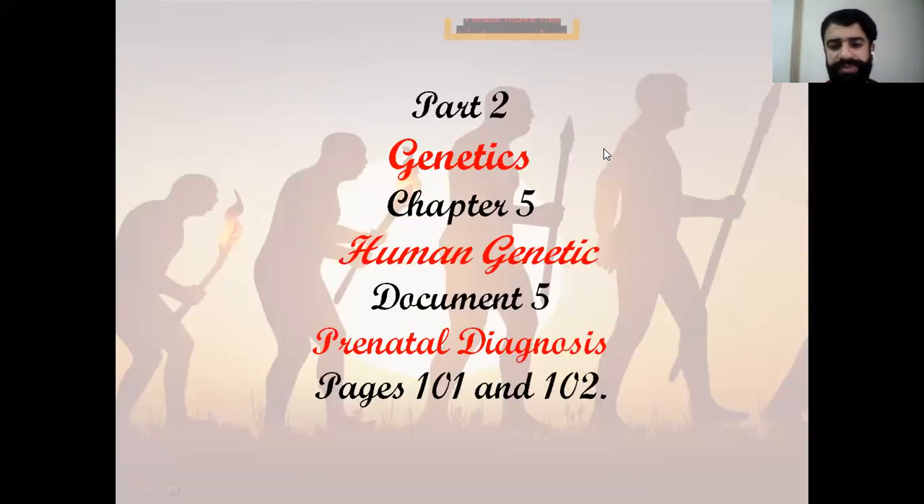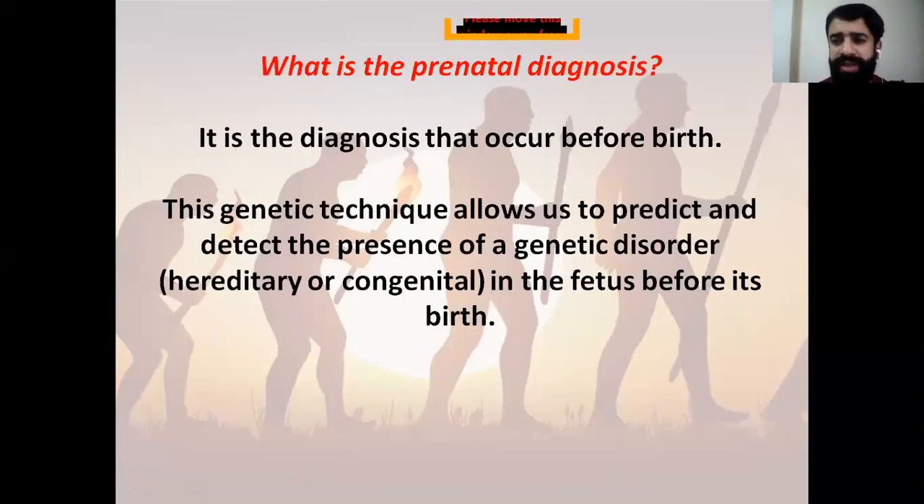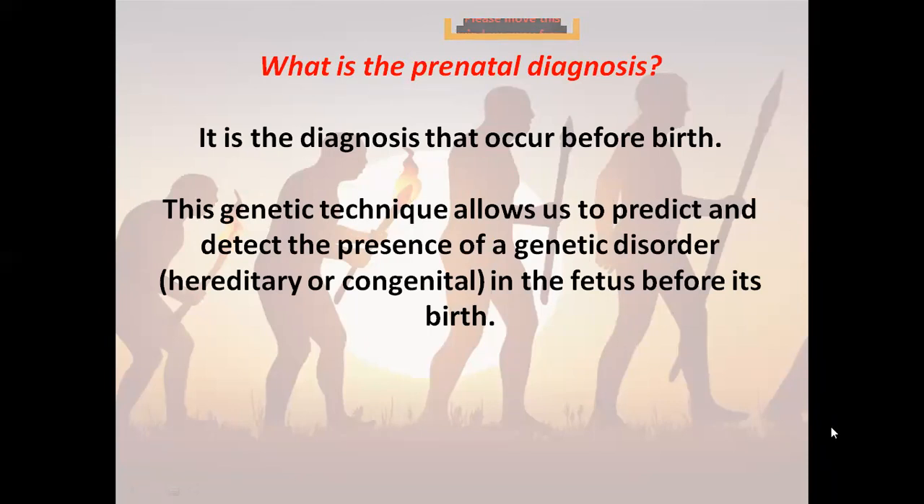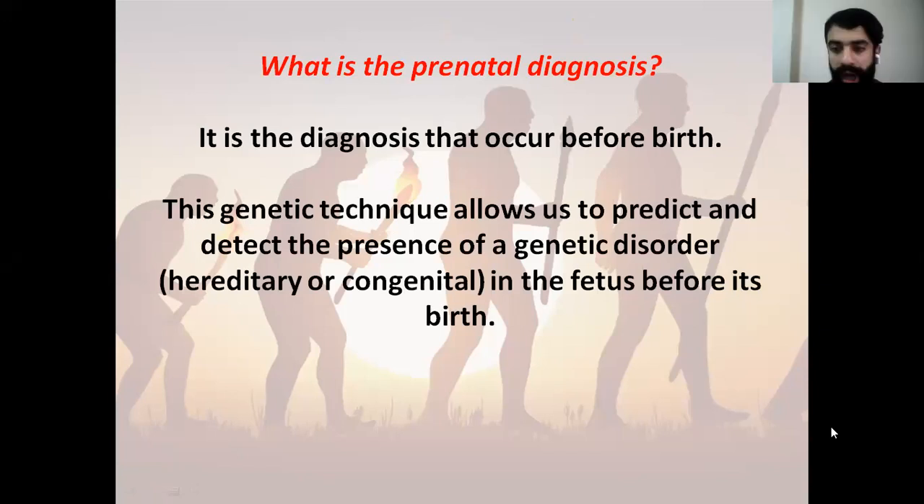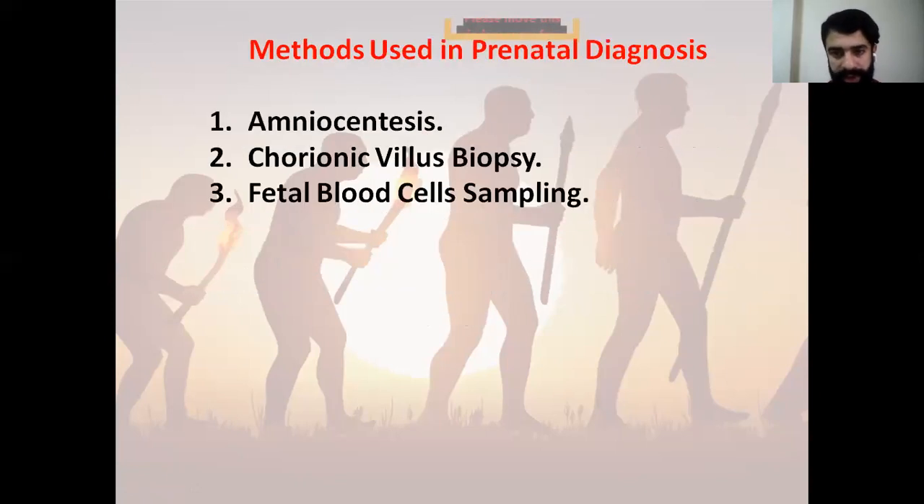So we move to prenatal diagnosis. This is the one that we didn't finish last week. We said that prenatal diagnosis is the one that occurs before birth. This technique allows us both to predict and to detect the presence of a genetic disorder. This genetic disorder may be a hereditary one or a congenital one. So this will be detected in the fetus before birth for sure.